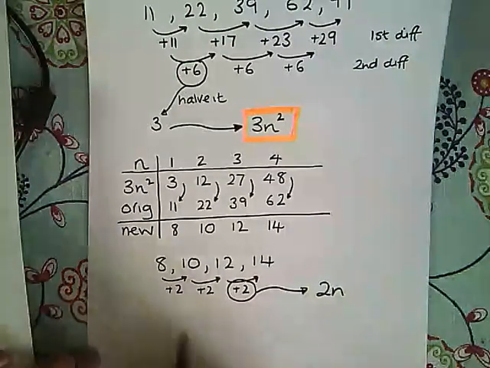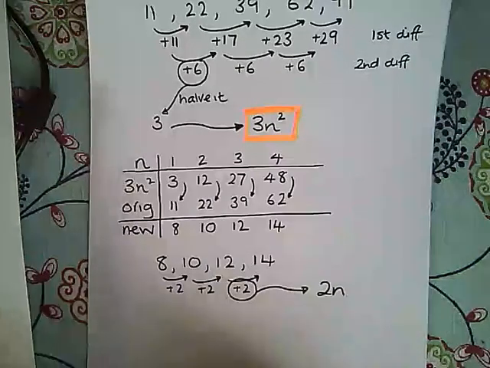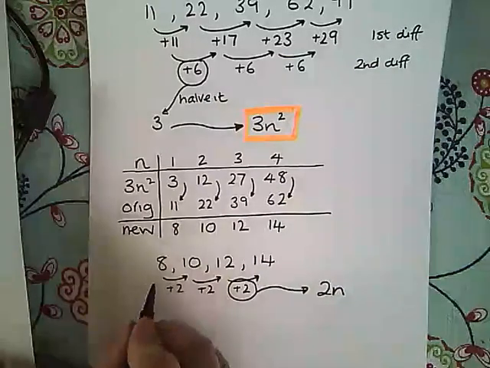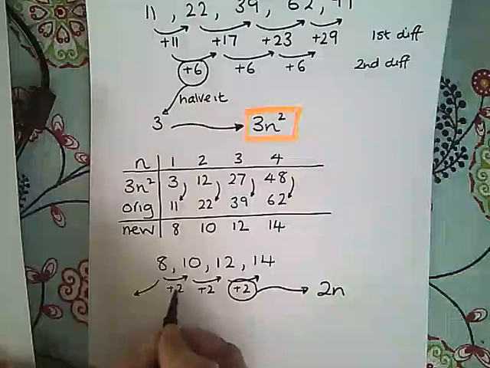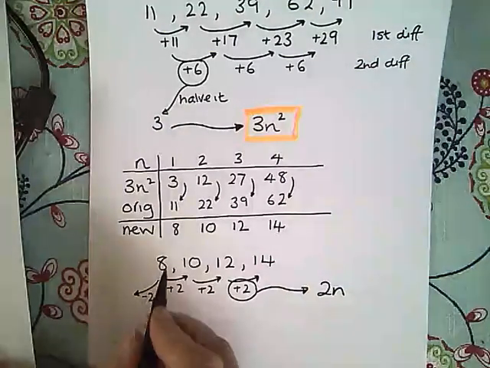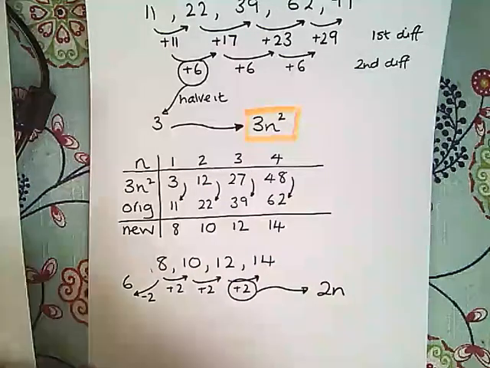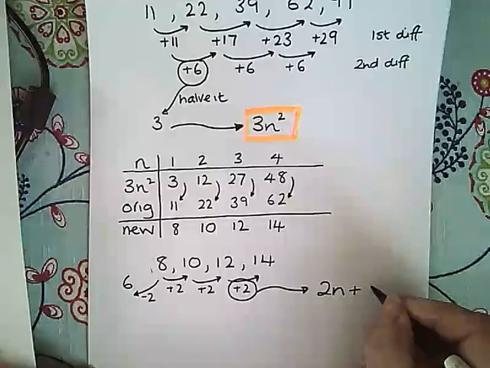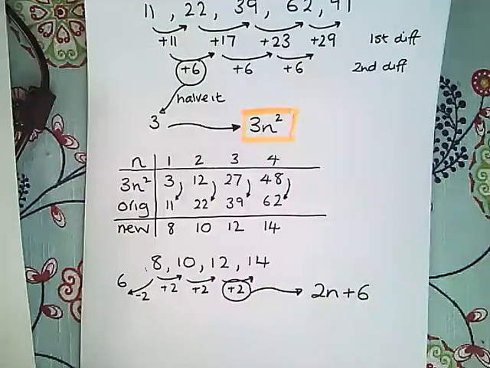And remember that we write the 2n bit first before we go and find out what the number bit is at the end. To find the number bit, we reverse our rule. So instead of adding 2, we take 2 away. 8 take away 2 would take us to 6, which is still positive. So the whole bit of the linear sequence would be 2n plus 6. Highlight that with my purple pen.